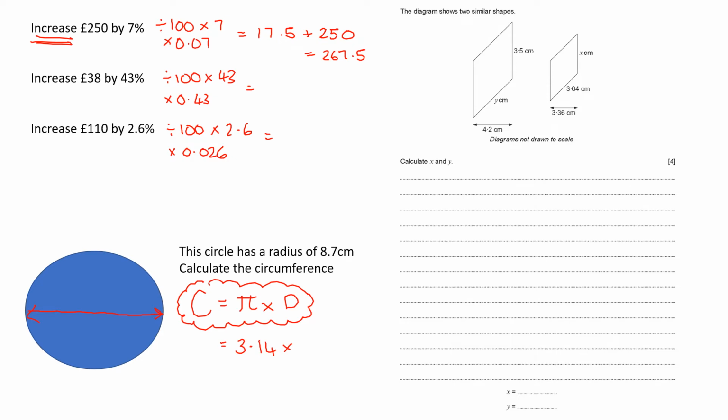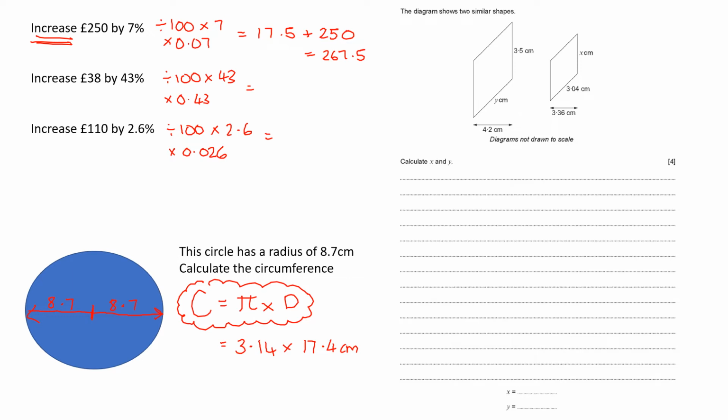The diameter is all the way across the circle, which might be given, or in this case, what I've told you is that the radius of the circle is 8.7. So the radius is only halfway. To get the diameter, we'd have to double it, 8.7 plus 8.7, which is 17.4 centimeters. So the circumference of this circle, the distance around the outside, is equal to 3.14 times 17.4.